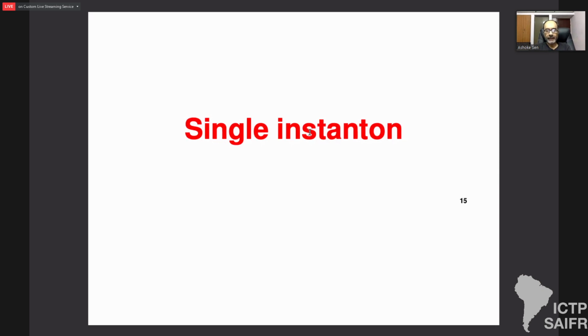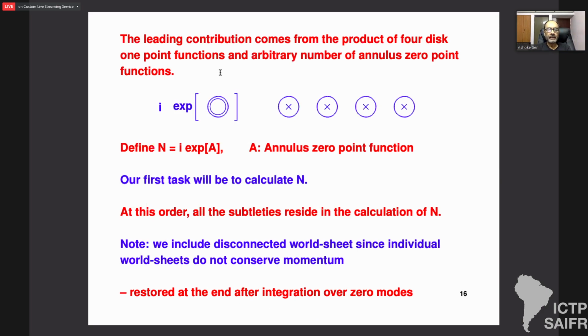So let me now begin the single instanton contribution. The leading contribution here comes from the product of 4 disk 1-point functions and an arbitrary number of annulus 0-point functions. The general rule for D-instanton computation is that you try to maximize the number of disks, because each disk gives you 1 over GS. That's why you have the 4 disk amplitudes. And because the annulus doesn't have any factor of GS, it has Euler character 0, you have to exponentiate it because you can insert as many annuli as you like. So that's what this exponential of the annulus represents.